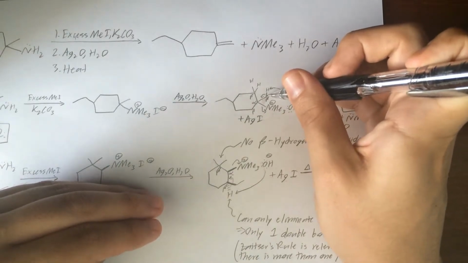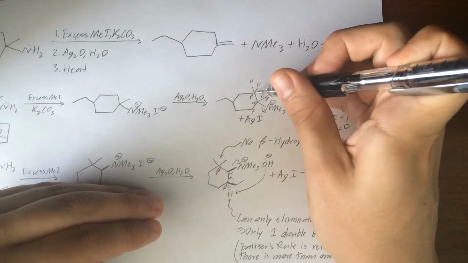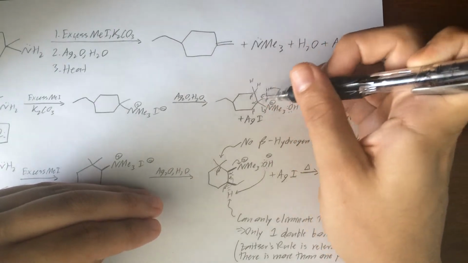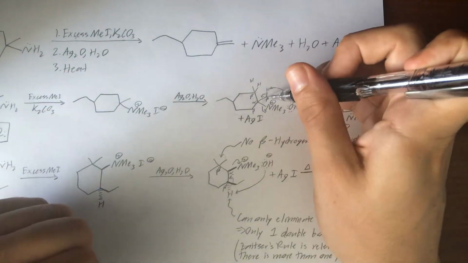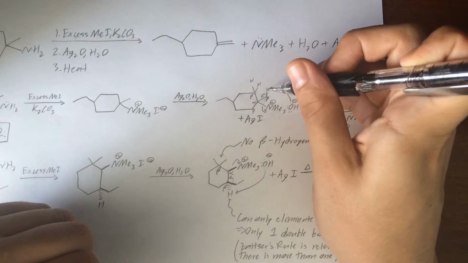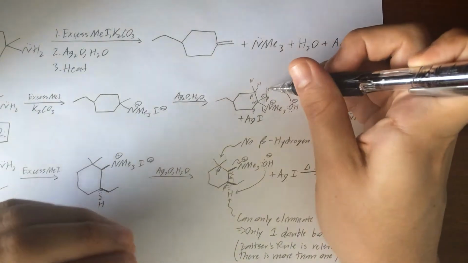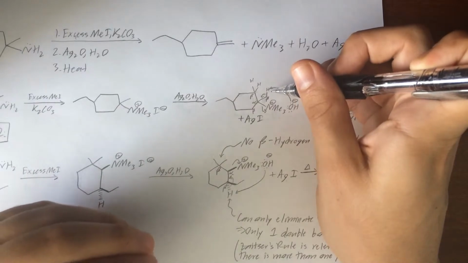So look at this beta carbon. This beta carbon is only bonded to 1 other carbon. However, this beta carbon is bonded to 2 other carbons. This beta carbon is bonded to 2 other carbons. Therefore, this is the least substituted beta carbon, which makes this the least substituted, the most exposed, the least hindered beta hydrogen. So this is the beta hydrogen that's going to be attacked.